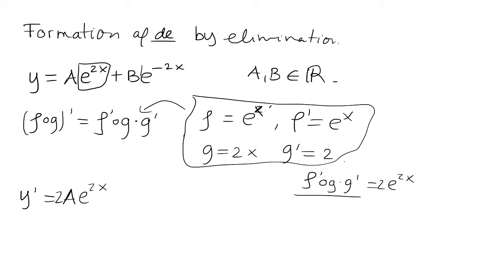And in this case here, we simply differentiate in the same manner as we did over here. We just have a minus sign. So minus 2b e to the power of minus 2x. And you might see where this is going.